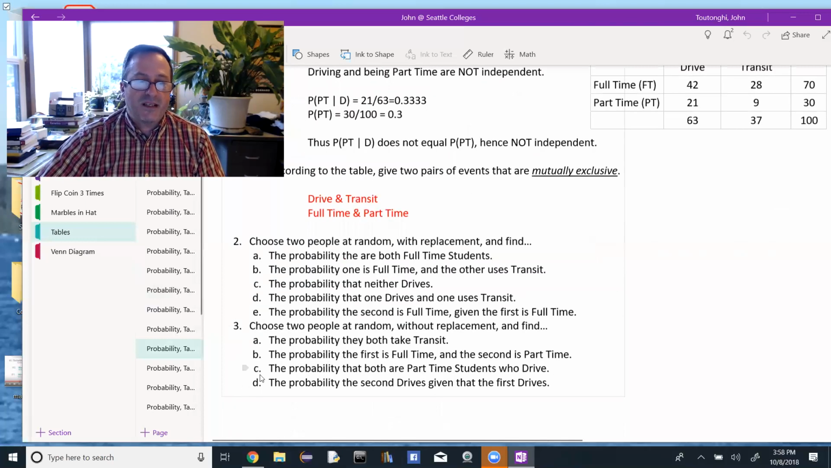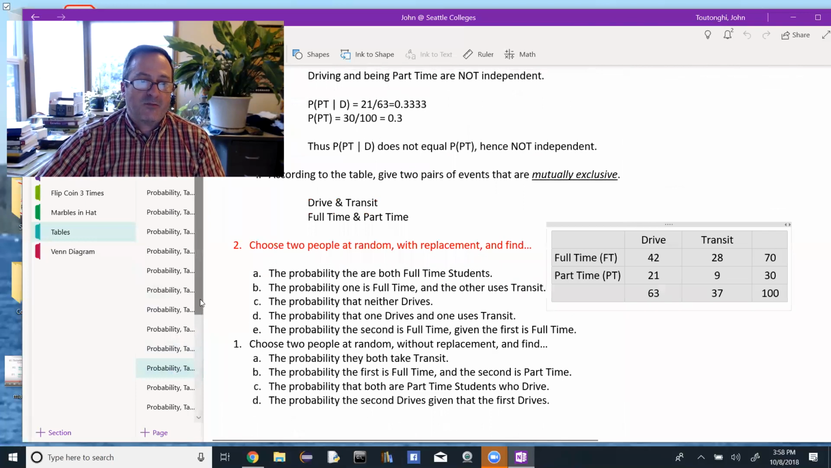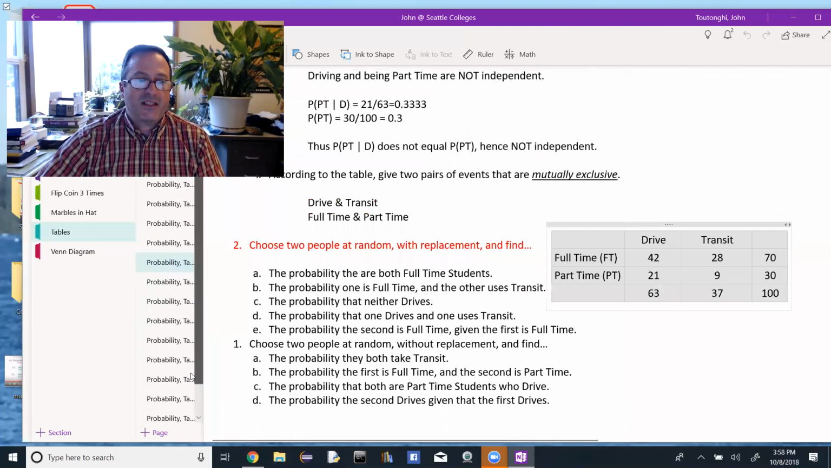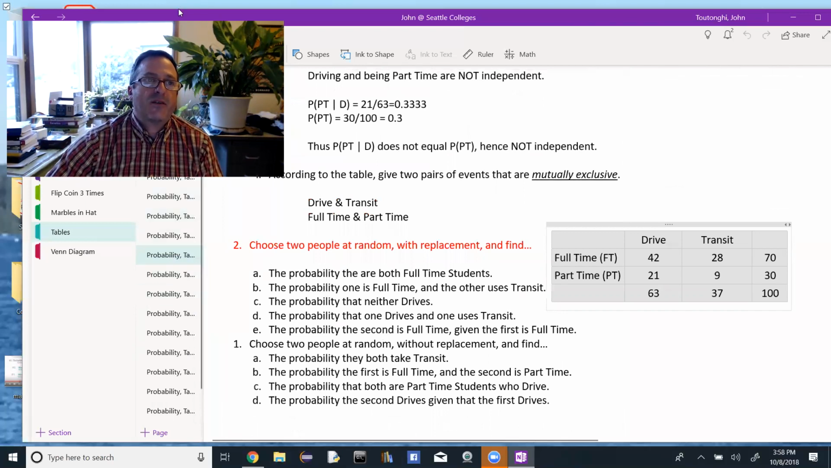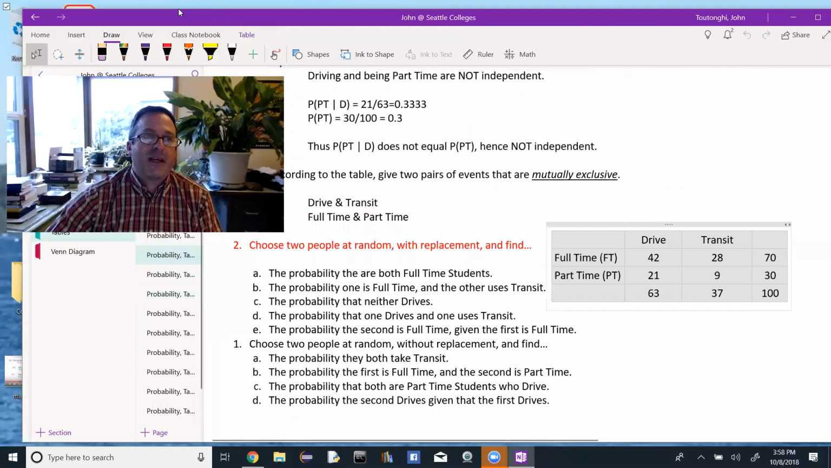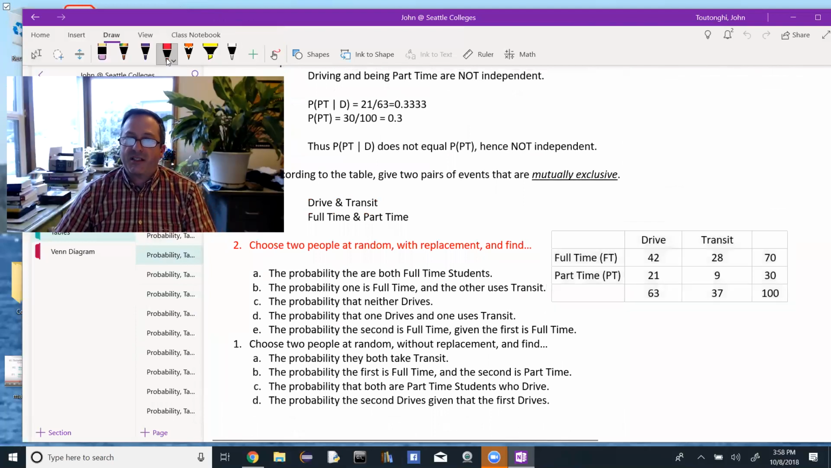Okay, now we're going to move on. Problem 2 is slightly different. It says, choose two people at random with replacement and find the following probabilities. So when we talk about with replacement, we are asking about whether or not there's independence between the two choices. So in this case, the fact that we're doing with replacement will mean that these are independent choices.